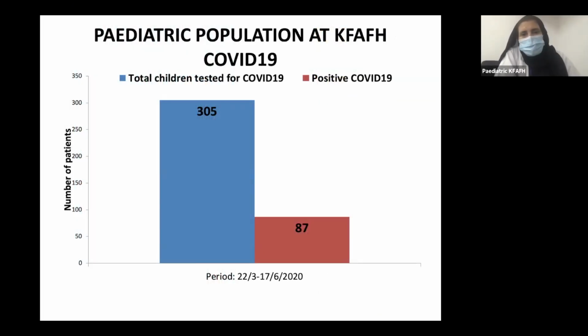So the total number of children tested for COVID-19 is 30,587, and these are children under 12 years of age and below.